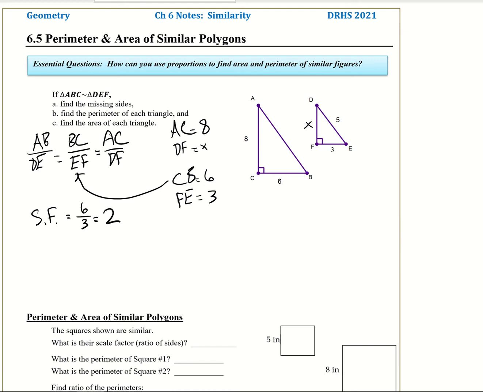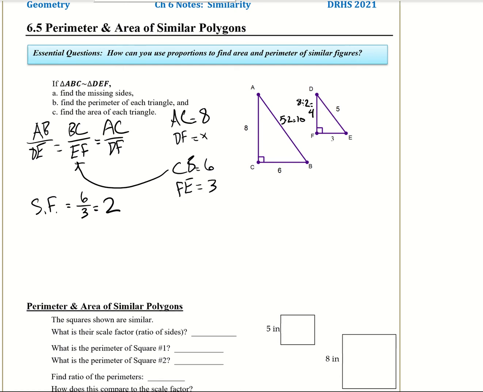So that means that the triangle on the right is twice the size of the triangle on the left. Sorry, got that backwards. The triangle on the left is twice the size of the triangle on the right. Anything from the right triangle, we would just double to get to the left triangle. So this would be 5 times 2, which is 10, and to go from left to right, we would divide. So this one is going to be 8 divided by 2, which is 4. So there are our lengths.